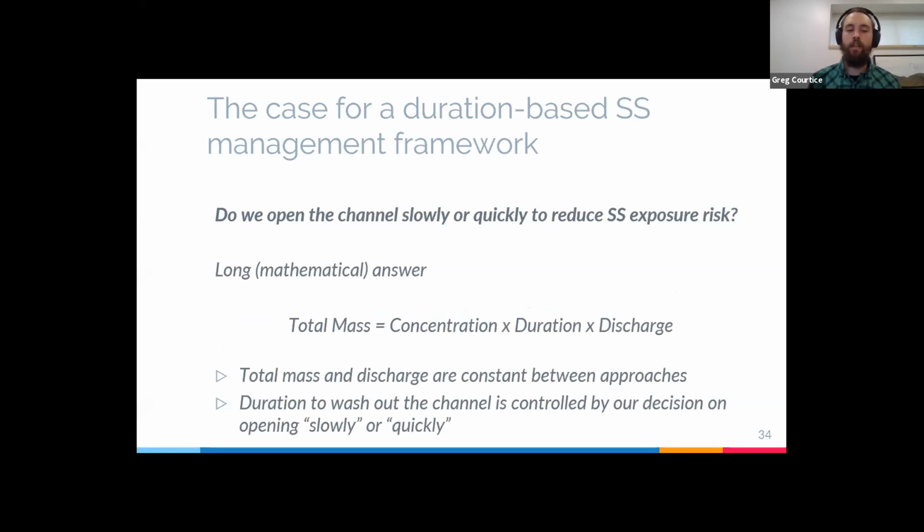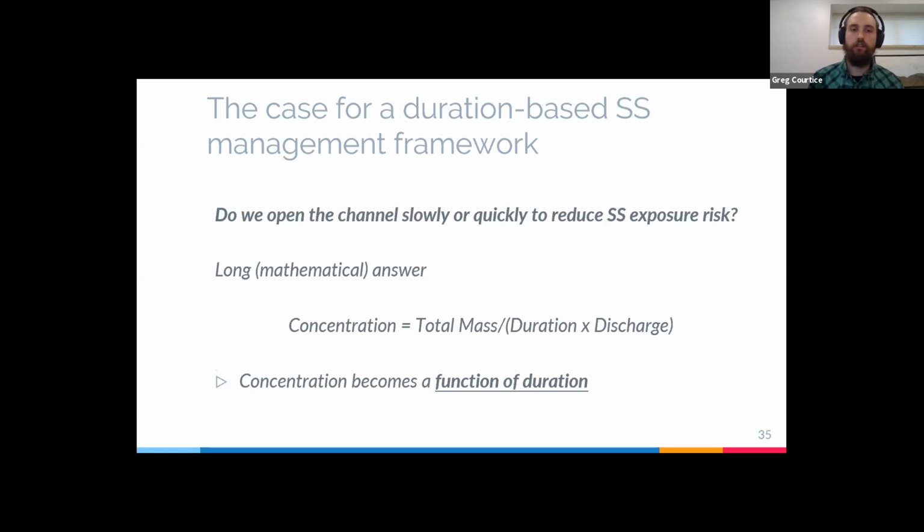But we can flesh this out a little bit more by looking at it in a mathematical sense. Total mass is going to be equal to concentration times duration times discharge. And we can say that total mass and discharge are going to be constant between the two approaches. We're not changing anything about the characteristics of the channel or the amount of flow going through the river. So the duration to wash out the channel is going to be controlled by our decision of opening slow or quick. And as a result, concentration becomes a function of duration.